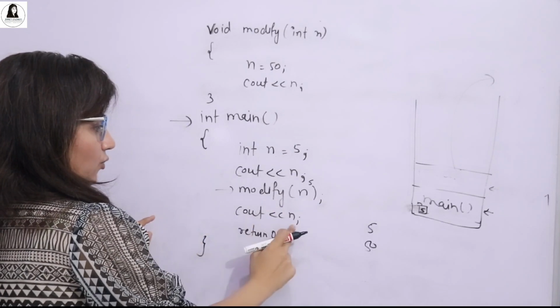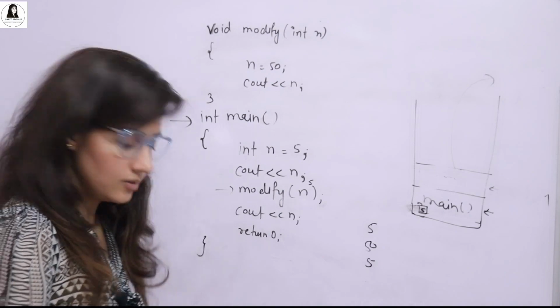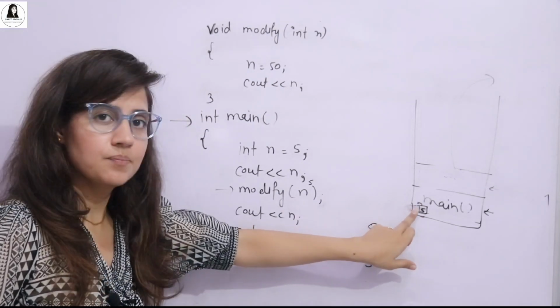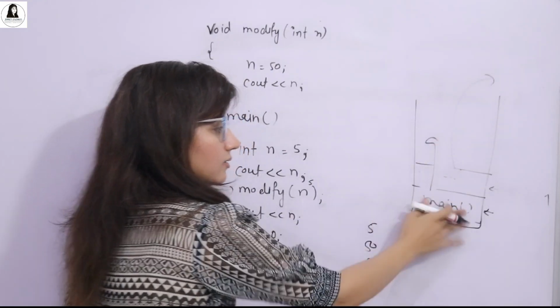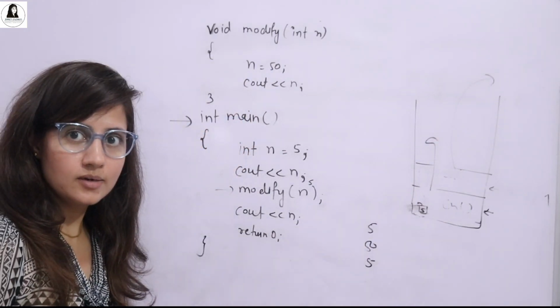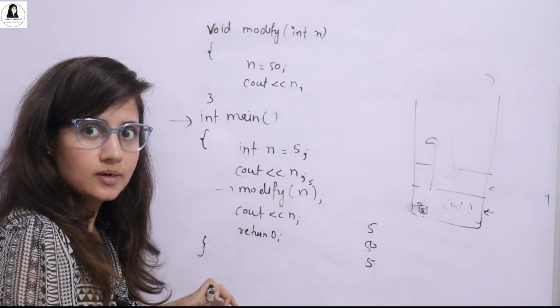Now we print out n. Again the value is 5, so 5 would be printed. That is why in call by value the actual value is still the same. And with this return, main would be popped back from the stack and that's it, right? I hope you got the basic idea of how this works behind the scenes, right?